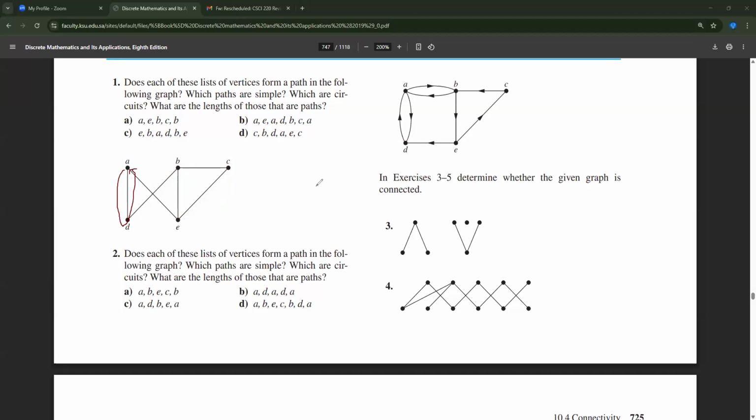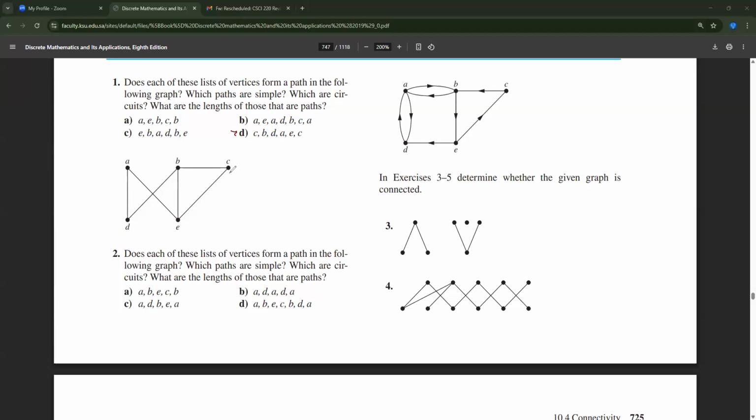Yeah, it's a circuit. It's not a simple circuit because you're taking the same path twice. So that's like another definition. I think they go into this more when they go into Hamiltonian paths and such. In the example of a simple circuit, once you use an edge, you can't use it anymore. I think that's more to the Hamiltonian circuits.